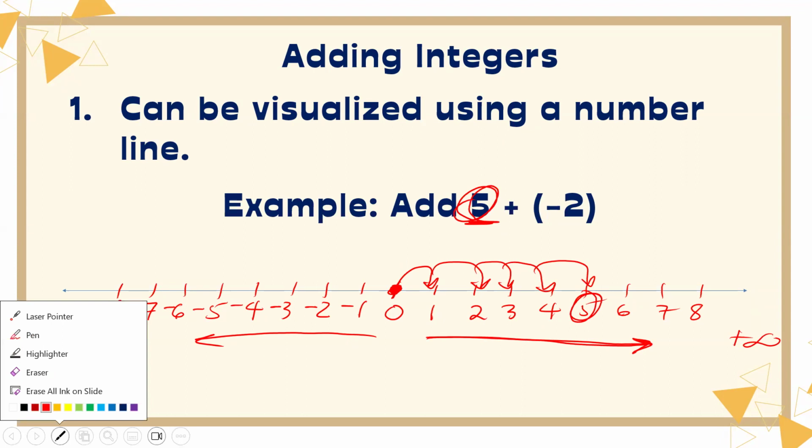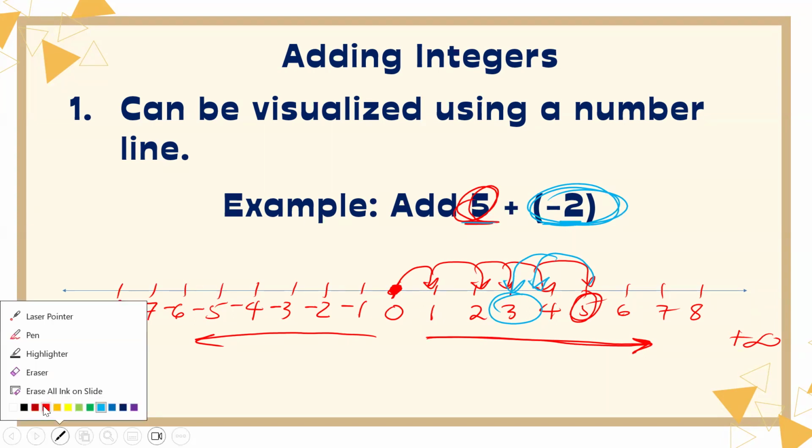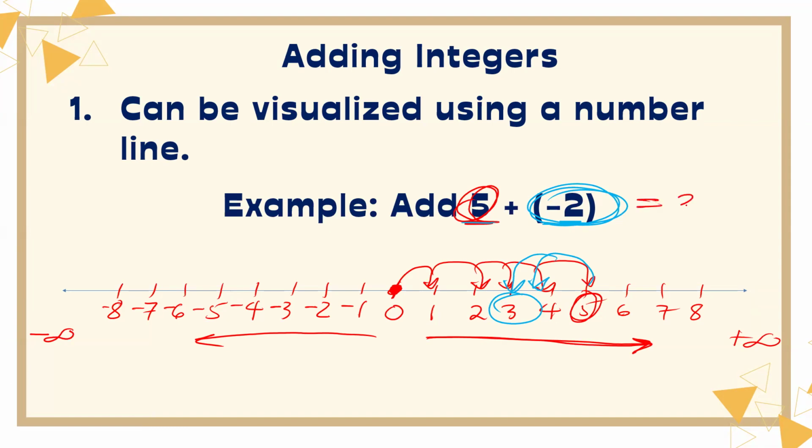Now, using another color, we will be moving to the left because we're adding negative 2 to 5. So when we say negative 2, that means we go to the left 2 times. So what is 5 minus 2 using the number line method? Very good. So it's 3. So 5 plus negative 2 is equal to positive 3 because it's still within the positive side of the number line, and we got this answer for our problem.